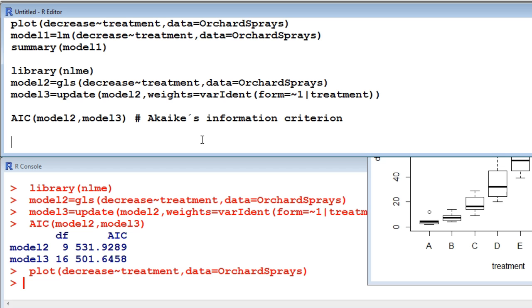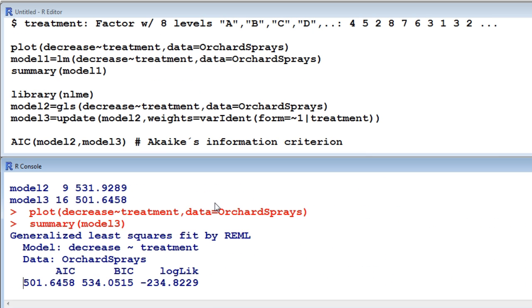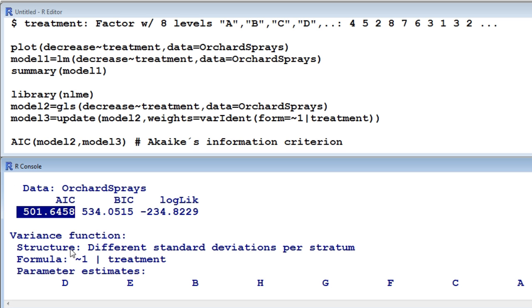So let's see what happened in model 3. If we say summary(model3), the first thing to check is, well, what is it? It's the generalized least squares fit by restricted maximum likelihood, which is important if we compare models with different variance functions. We always want to use restricted maximum likelihood. And it gives us the AIC of the model. It's not so important now. And it gives us the variance function. Now it tells us different standard deviations or different variances per stratum. And the stratum is the treatment here.